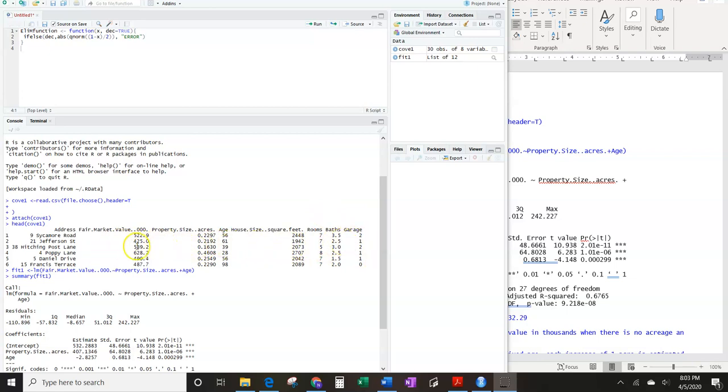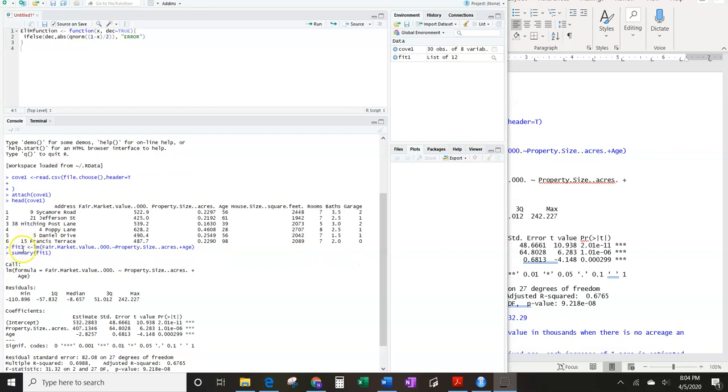So model fitting. Look for that video later. Today, I want to try to predict market value utilizing acreage and house age. So can house age and acreage predict fair market value, and how well do they predict it? To do that, I need to load it in as a linear model, and that's what this does right here. Fit1, we'll call it. I want to predict fair market value, tilde, property size plus age.